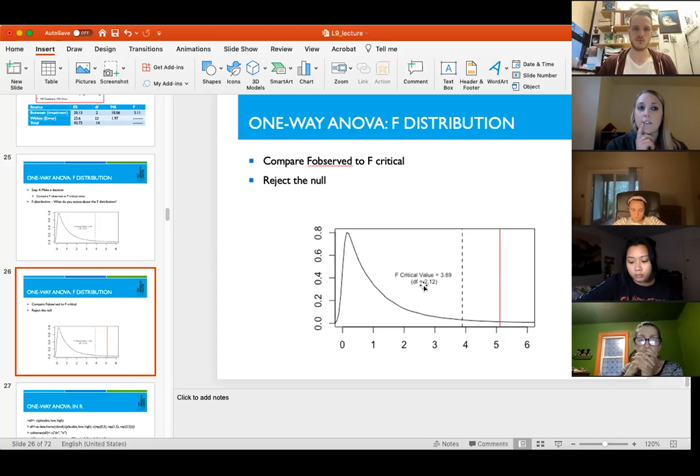The 2 is the degrees of freedom for between groups, and it's a 2 because we had 3 groups. 3 minus 1 is 2. So if you had 5 groups, then your degrees of freedom would be 4. Okay. Thank you. Yep.